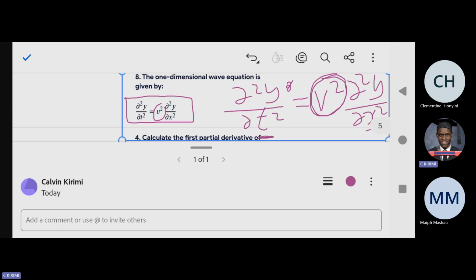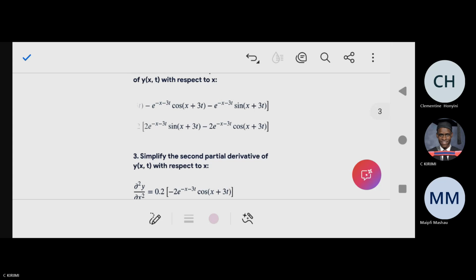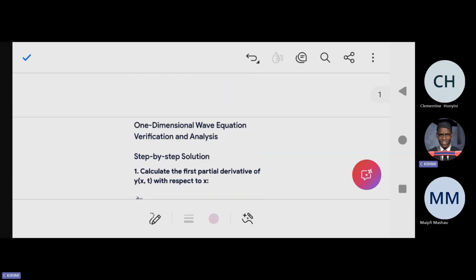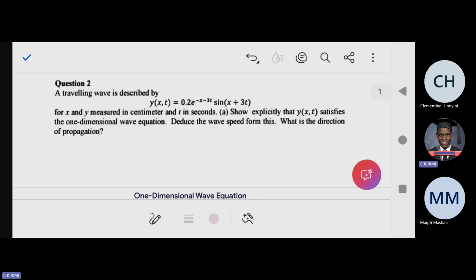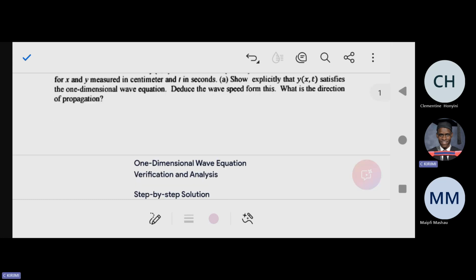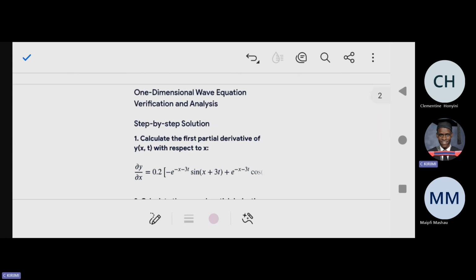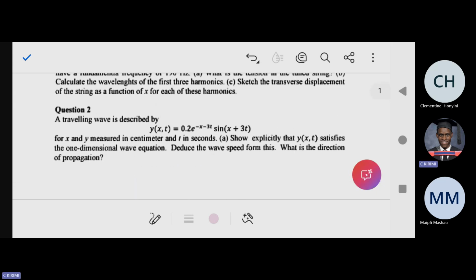So let's start. First, we derive this one. The first equation, we are given our equation. It's Y of X equals this. So what is partial? We are differentiating y with respect to x, while we are keeping t what? As a constant. So we are saying t is a constant, but we are differentiating with respect to x.